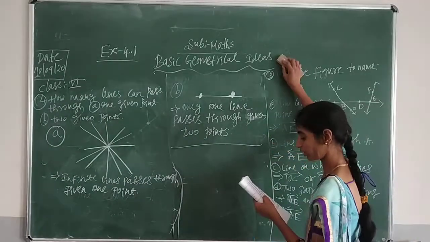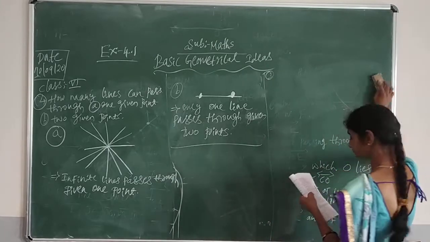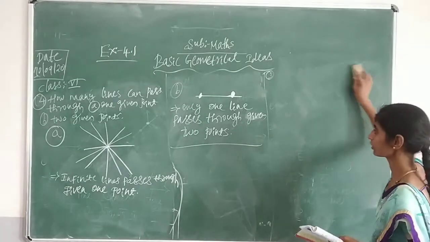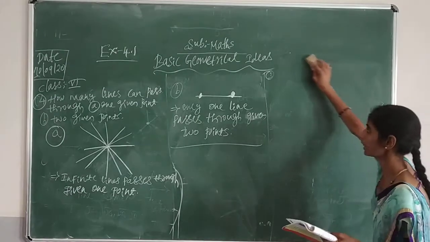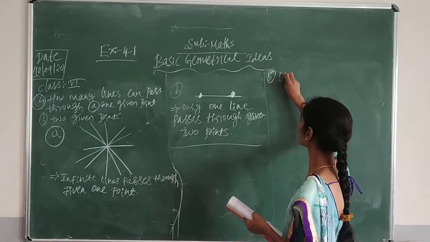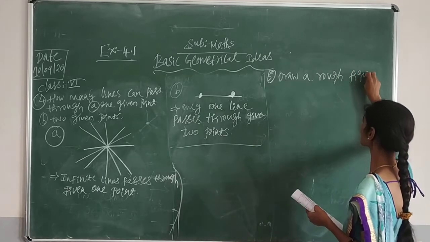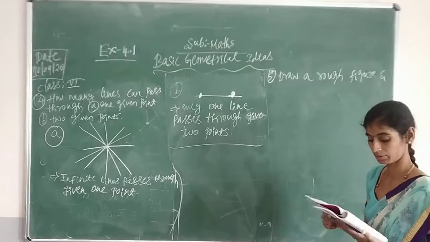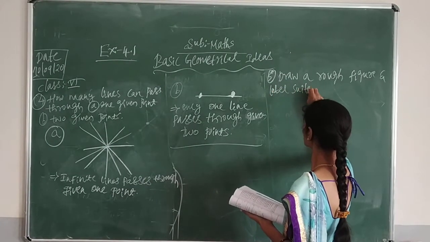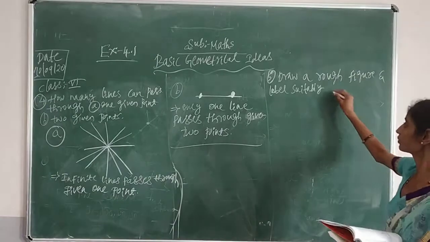Draw a rough figure and label suitably each of the following cases. Again in this question they have given you the sub question. You need to solve that. Shall we start? Okay. Fifth question. Draw a rough figure and label suitably in each of the following cases. That question you need to complete.